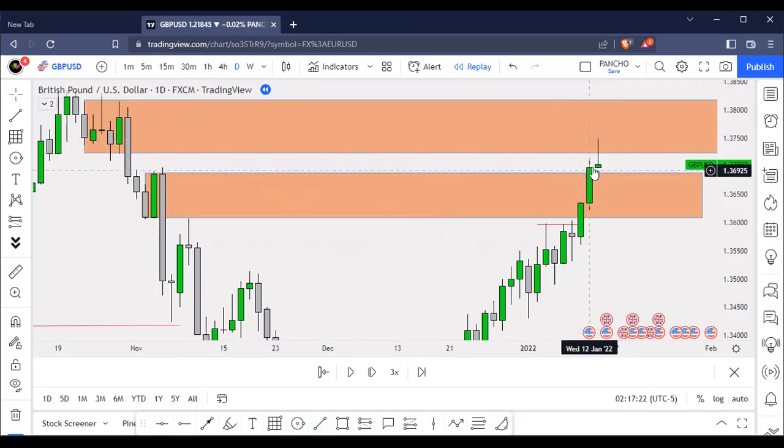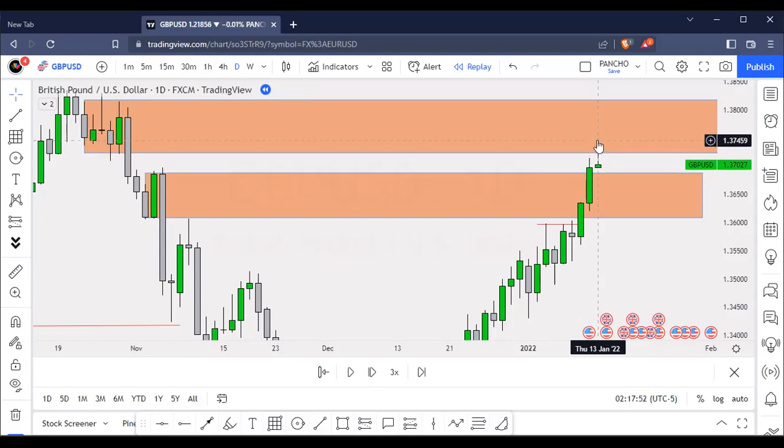Because if the buyers were in control, you could have seen them closing with a good kind of candle, okay? Like here, you see this green candle is a good body candle. Here, we don't see a clear good body candle. I think this is a hammer candle, but it tries to show us that buyers entered the market and pushed the market to the upside, okay?